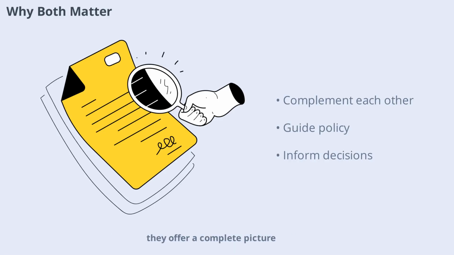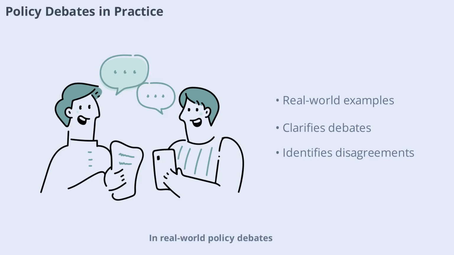Together, they offer a complete picture, guiding both understanding and action in economic policy. Recognizing their differences helps us have more informed and productive discussion. In real-world policy debates, you'll often see both positive and normative statements. For example, when discussing healthcare reform, economists might present data on costs and outcomes (positive), while politicians and citizens debate what is fair or just (normative). Understanding which type of statement is being made helps clarify the debate and identify where disagreements lie.